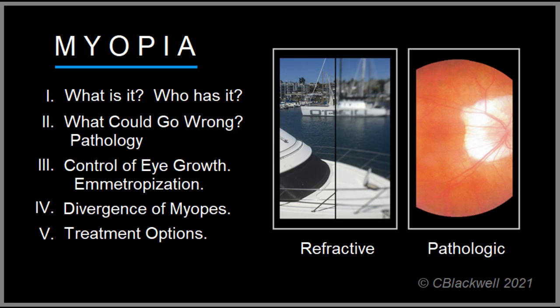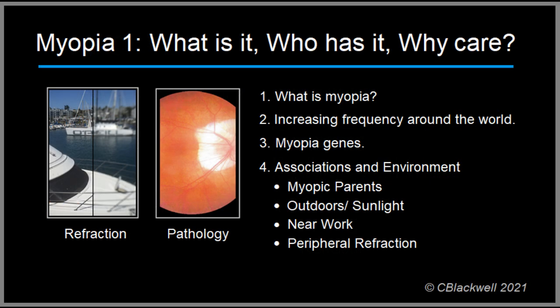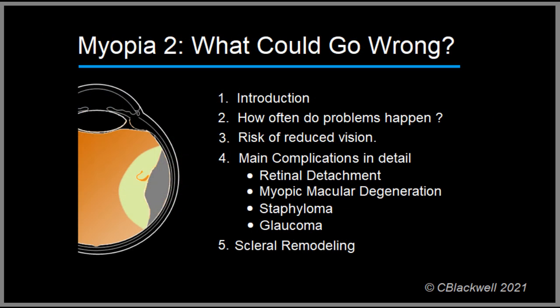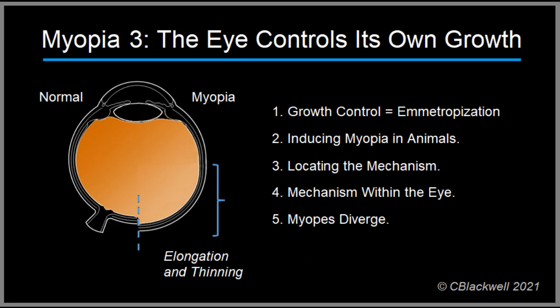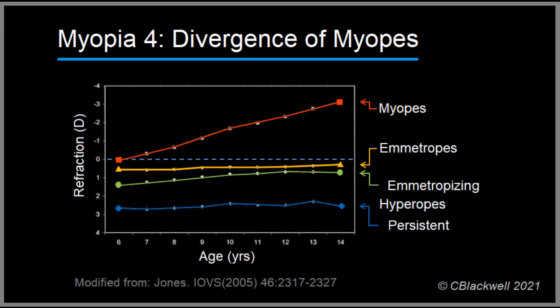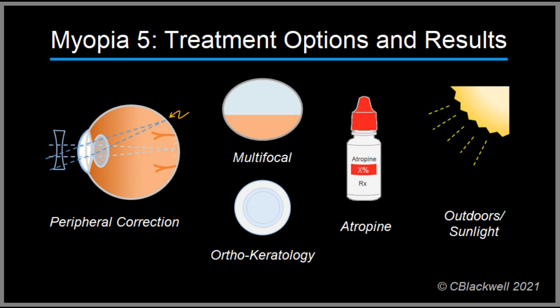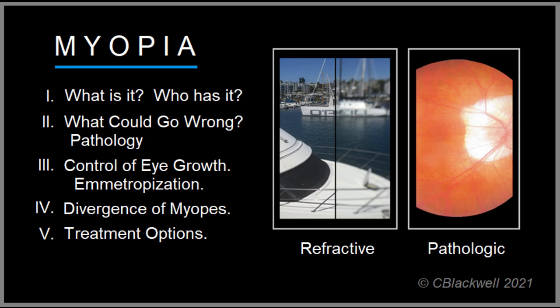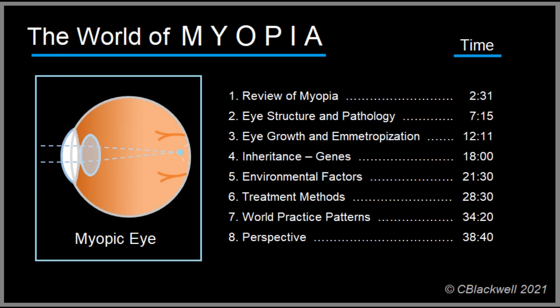The series videos have a lot more information. They include, number 1, what myopia is and how widespread it is. Number 2, what risks it poses to eye health. Number 3, research to understand how the eye controls its own growth. Number 4, some eyes diverge from stability and grow into myopia. And number 5, development of treatment options and their effectiveness. That is our series. And these are the subjects of this summary video, with times so you can move around if you wish.